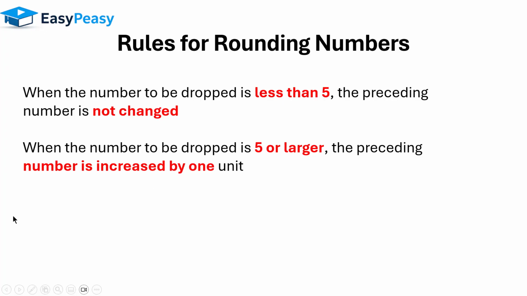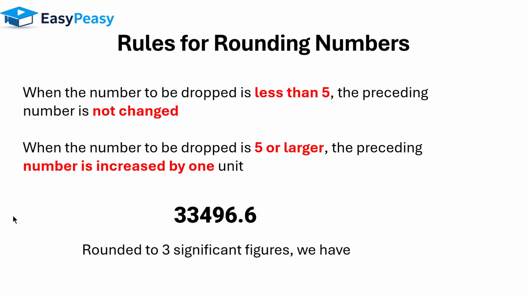Let's take an example. So this is a number, and we want to round it up to 3 significant figures. So we just want 3 digits, right? So look at the 4. After 4, the number is 9, and it's larger than 5. So this 9 will make this 4 into 5, and the number will be 33500. Now here, how many significant numbers do we have? 1, 2, 3.